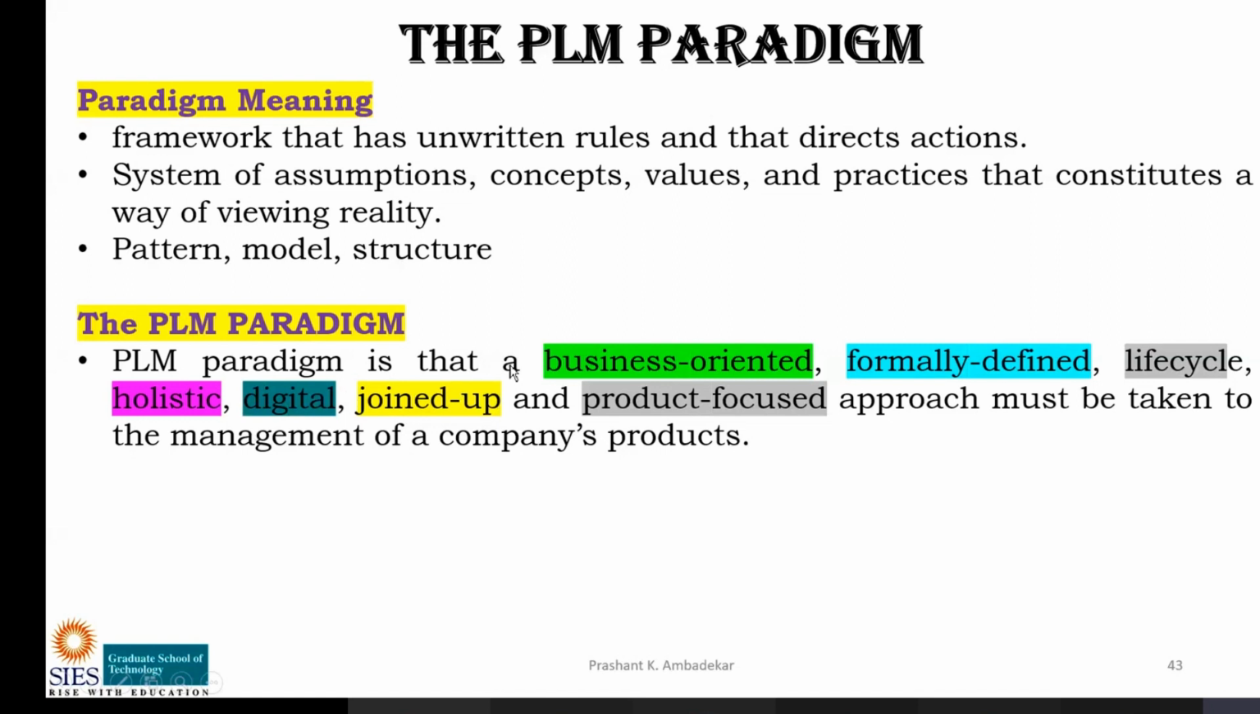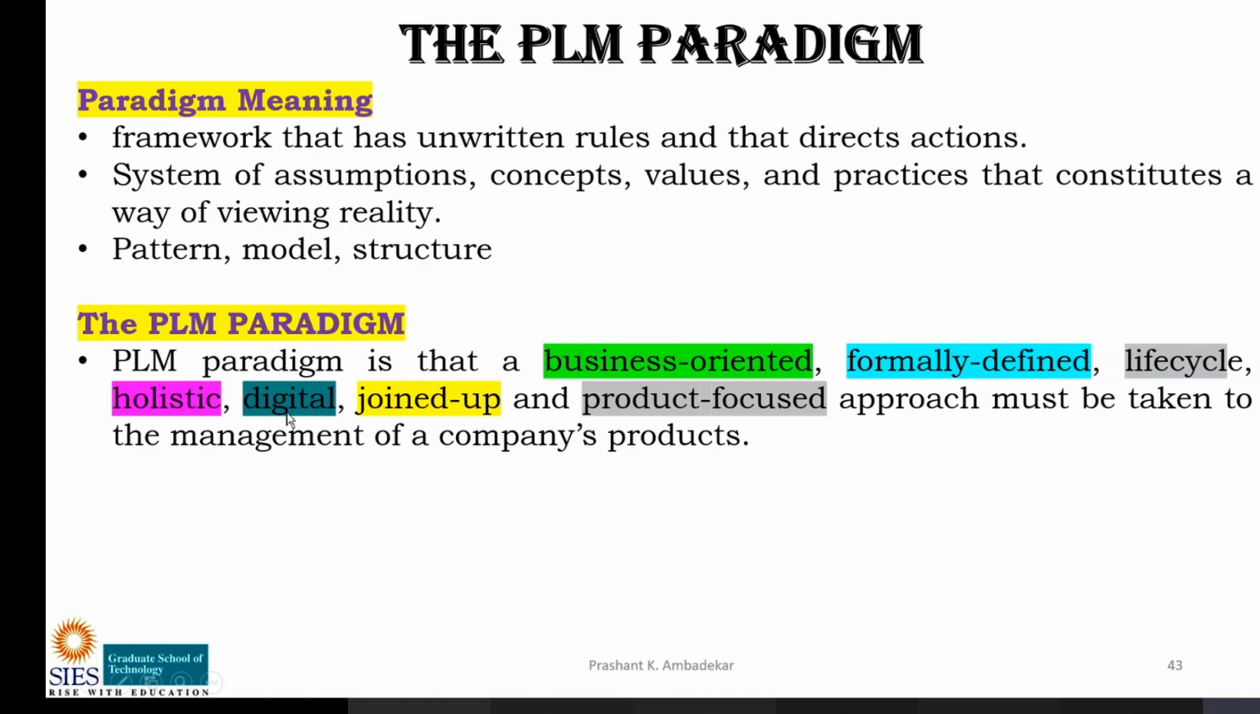The PLM paradigm says that PLM is business oriented. PLM is formally defined, formally meaning defined earlier. PLM is about life cycle. PLM has a holistic approach. Holistic approach means it takes into consideration everything, each and every aspect. So it's a holistic approach.